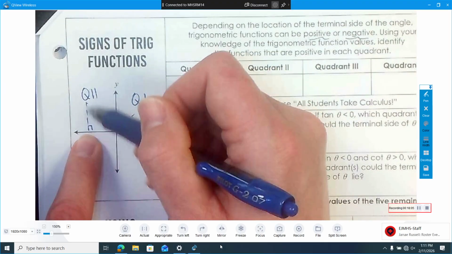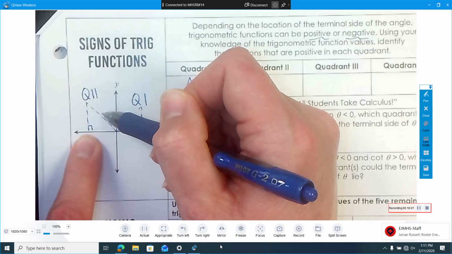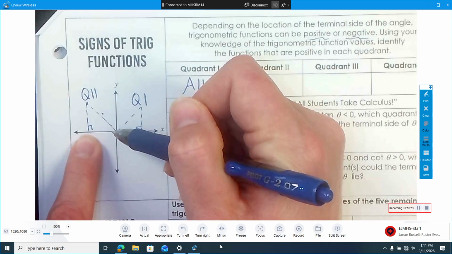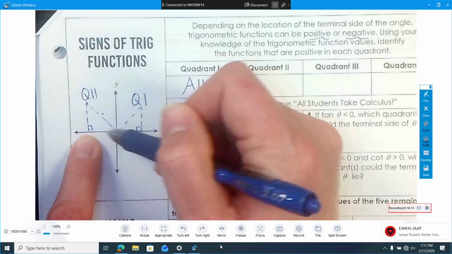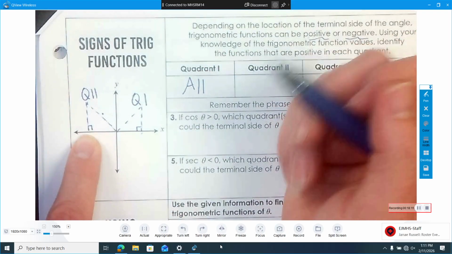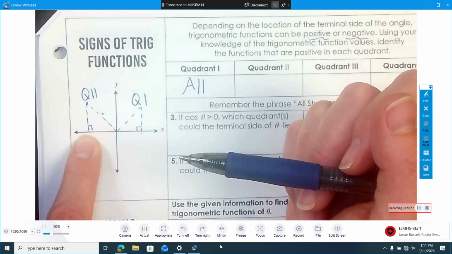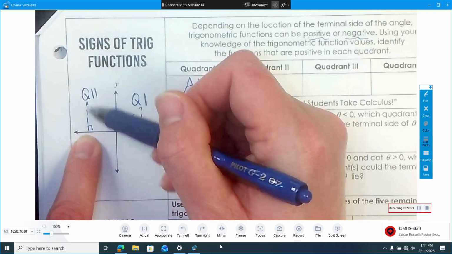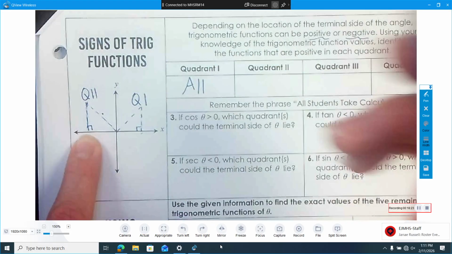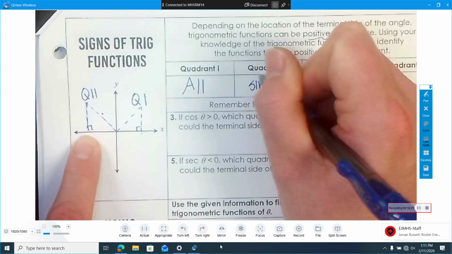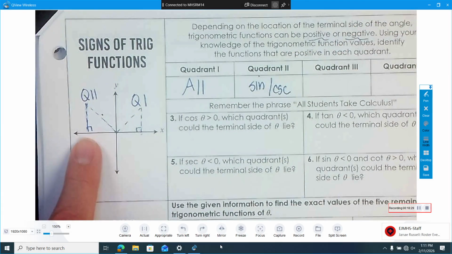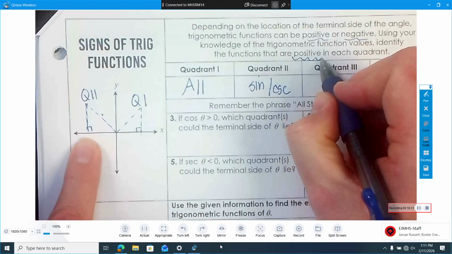Sine is positive, because the radius is always positive. So here we have a positive y, but cosine would be negative. What about tangent? That would be negative as well. So the only one that's positive is sine, and its reciprocal function cosecant. Okay, and so these are all the ones that are positive.